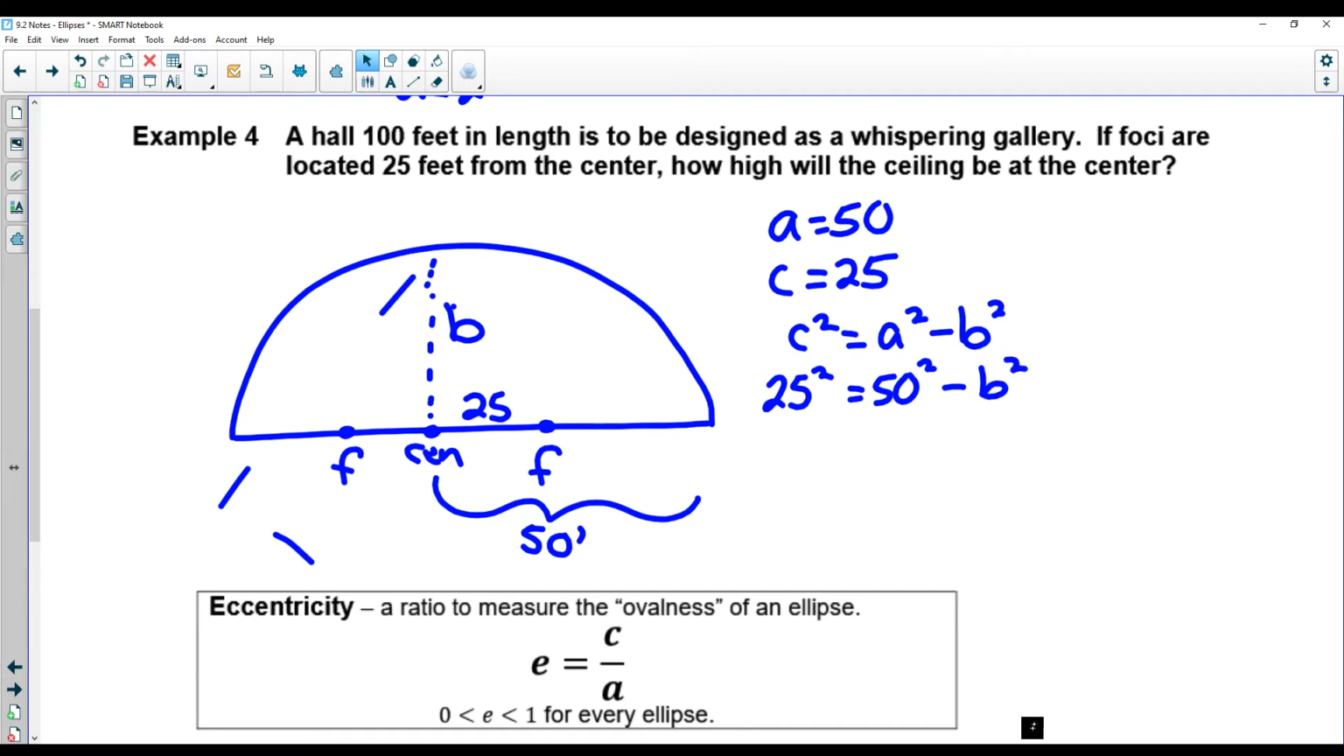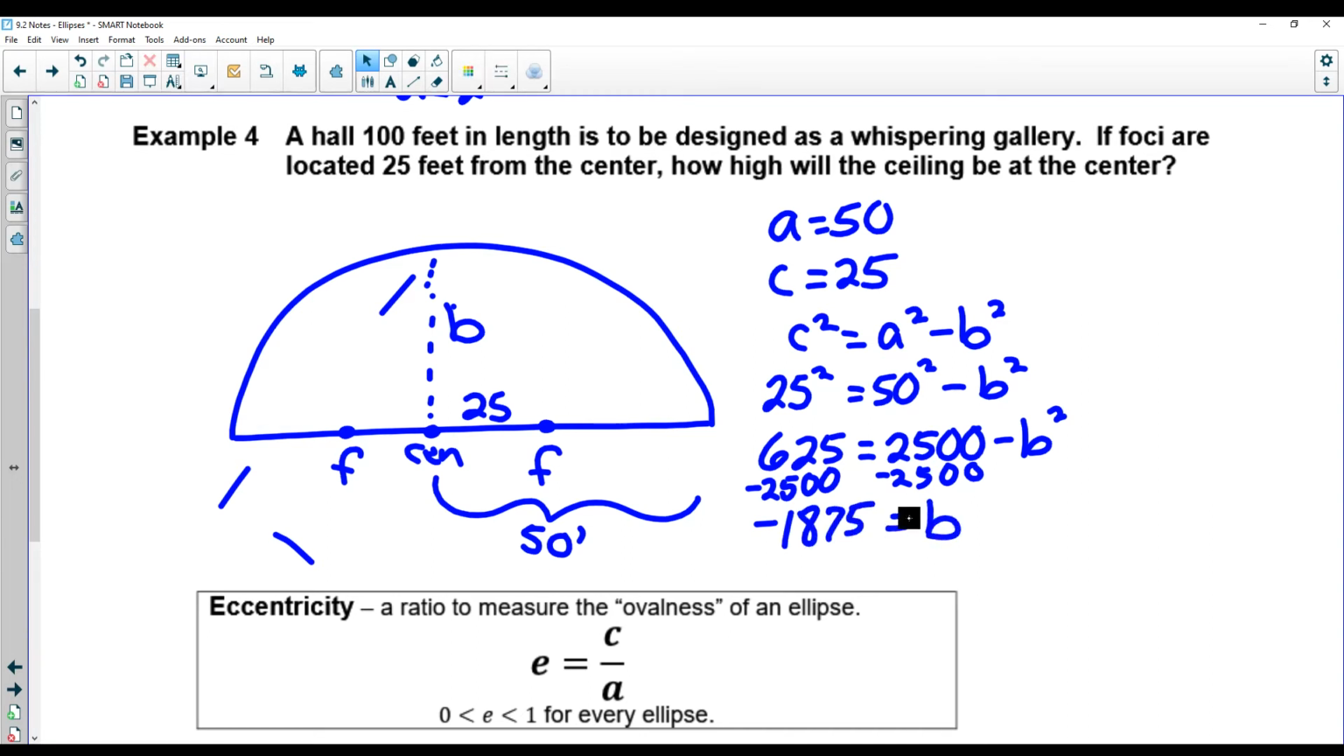And then I go ahead and take 25 squared, which is, oh boy, let me do this in my head, 625. And 50 squared is going to be 2,500. And I got minus B squared. This all looks weird because I'm going to subtract 2,500. And everybody panics and says, oh, no, it's negative. Well, it's OK because B squared is also negative. They'll cancel. So I'm going to take 625 minus 2,500. And I'm going to get negative 1,875 there. And that equals negative B squared. Divide by -1, get rid of the negatives.